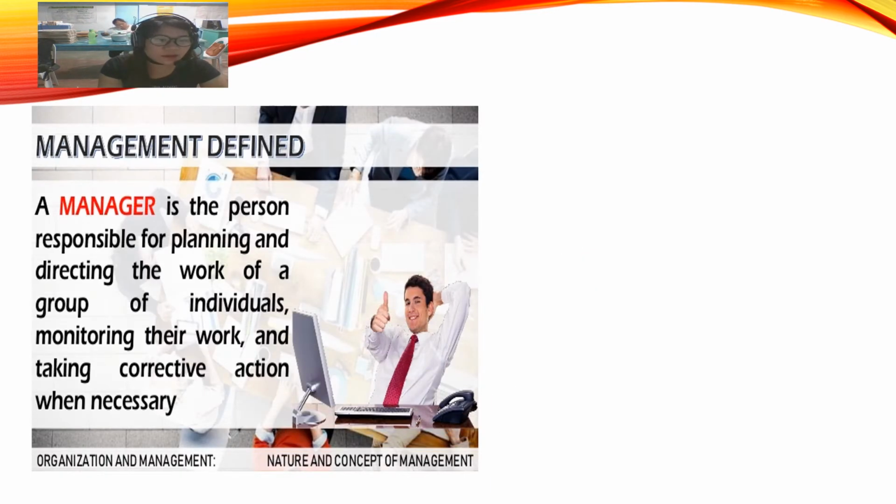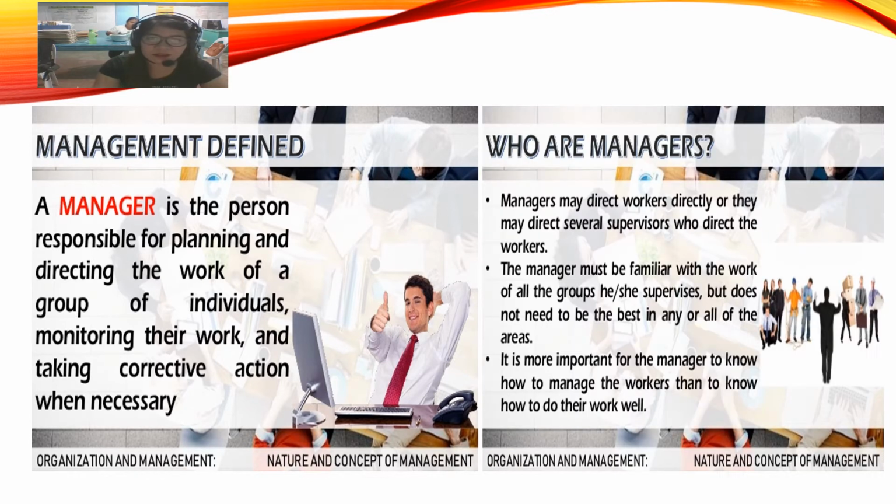Then we have the manager. A manager is the person responsible for planning and directing the work of a group of individuals, monitoring their work and taking corrective action when necessary. Managers may direct workers directly, or they may direct several supervisors who direct the workers.